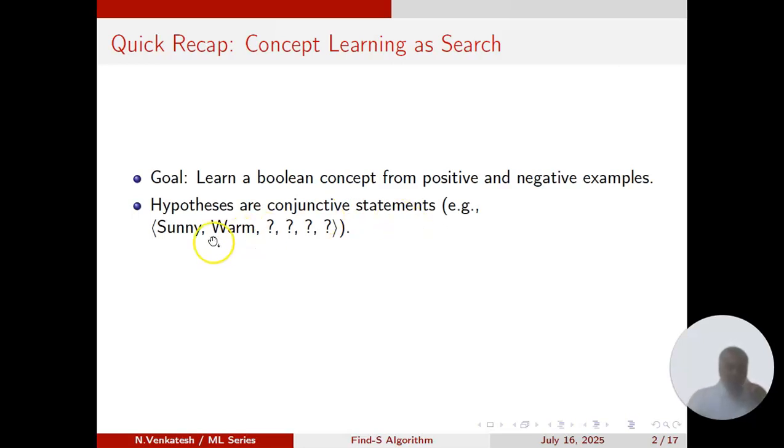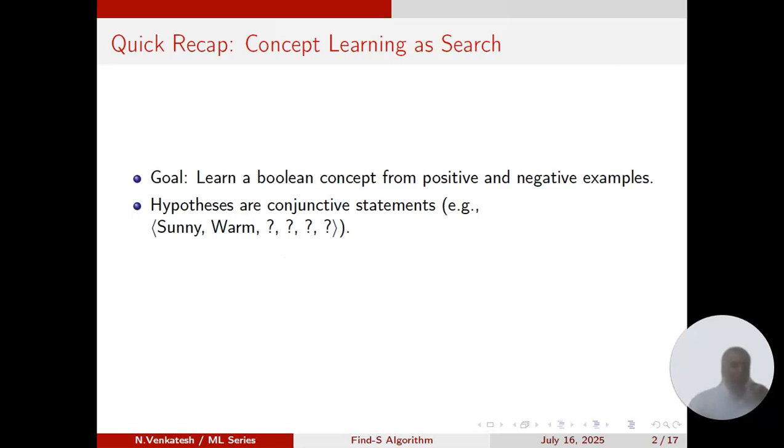So an example hypothesis here is: sky condition is sunny, and that is conjunction, and air temperature is warm, and humidity can be any value. The question mark is used for representing any value, and wind speed is any value, and water condition is any value, and the status of forecast is any value. This is one hypothesis.